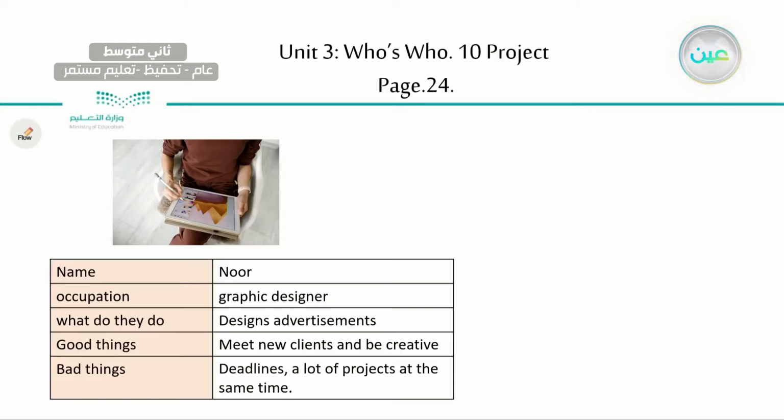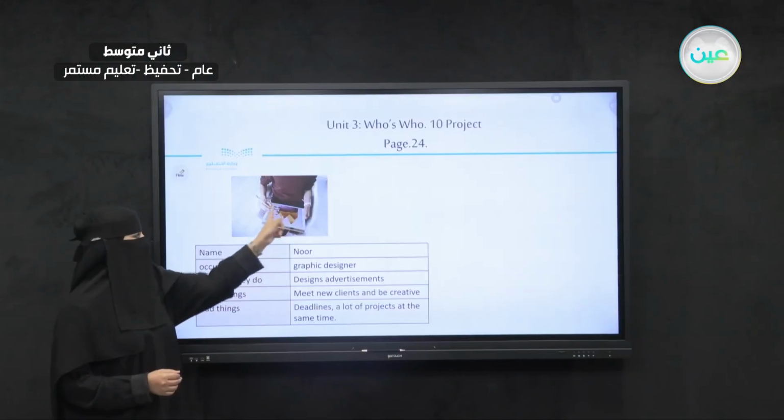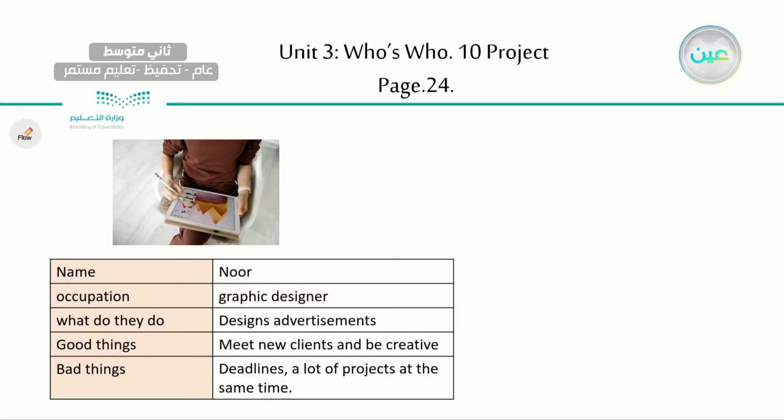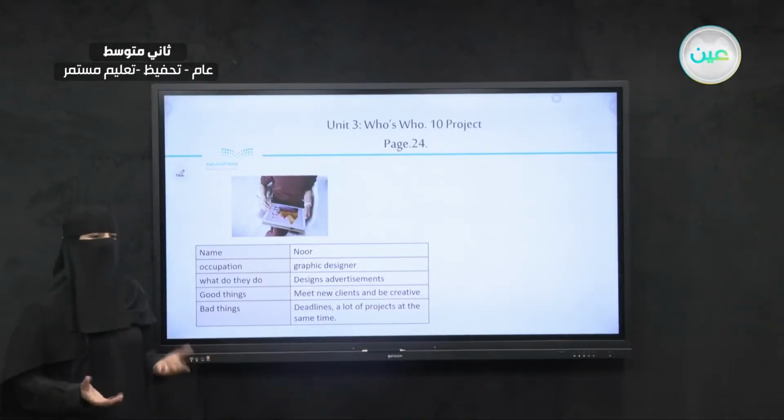So this is Noor. We asked her name. Her name is Noor. What is Noor's occupation? She's a graphic designer. As you can see here, she's designing things in her tablet. So what do graphic designers do? We asked her, what do you do? She designs advertisements.